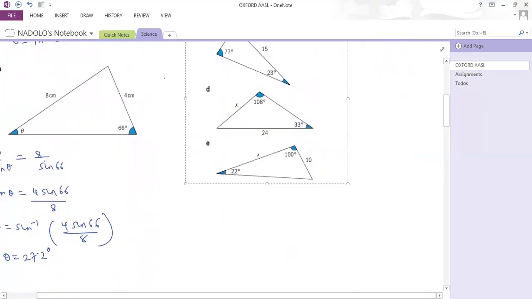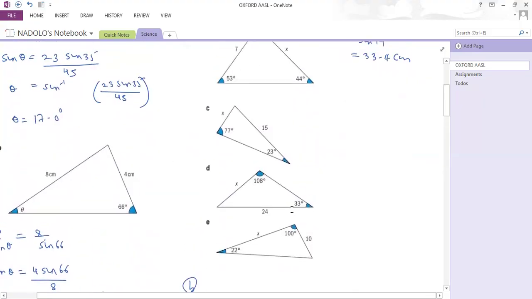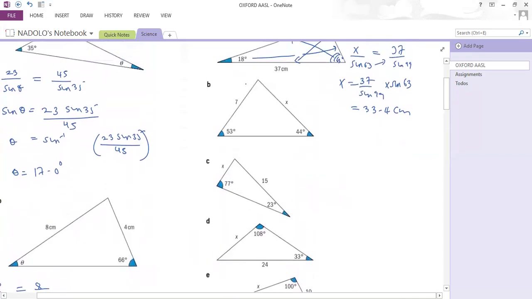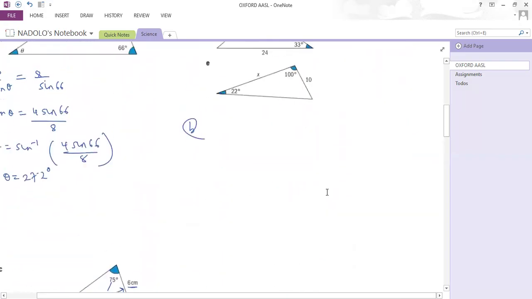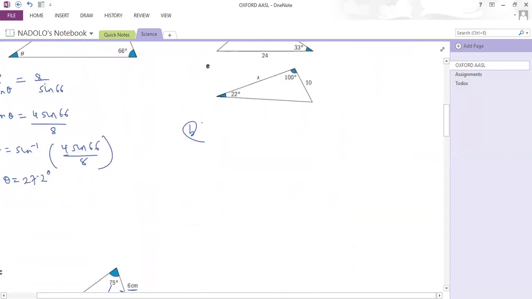Okay, let me do it down here. So part B. Part B has this angle facing this side, and then this angle facing this side. This is quite direct. So we'll do x over sine 53 is equal to 7 over sine 44 degrees.